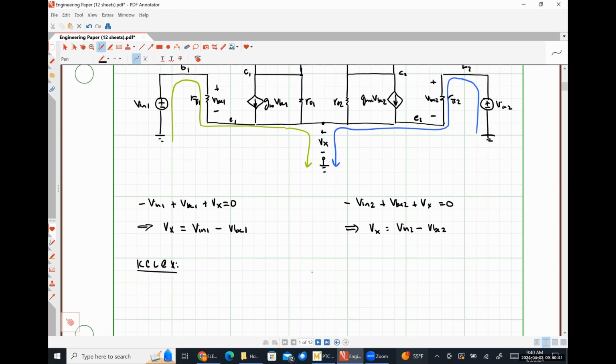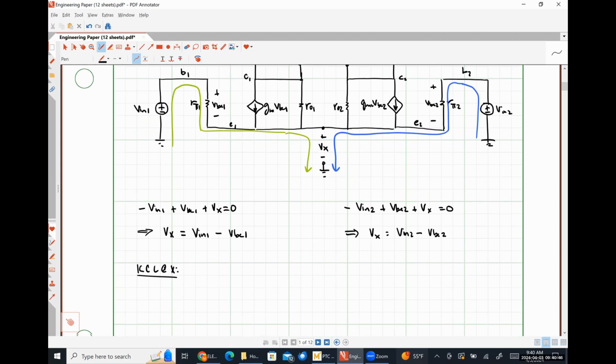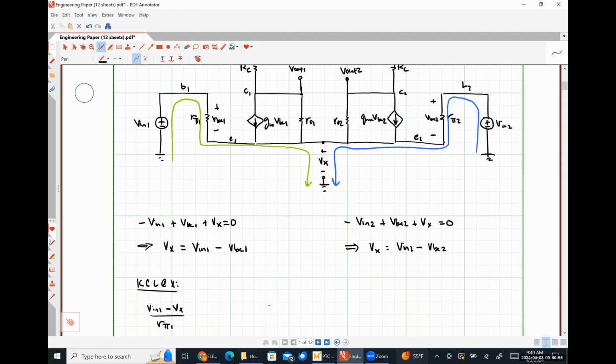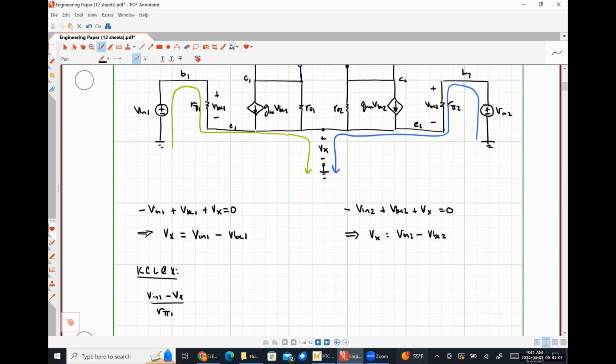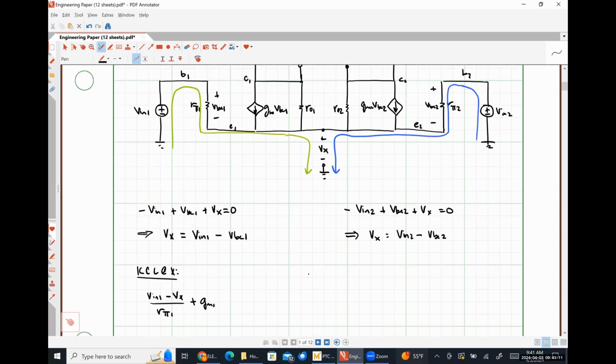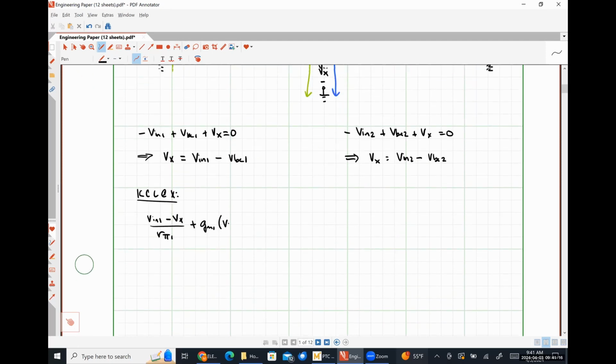So we're going to have a current of Vn1 minus Vx divided by R pi 1 flowing in. That's the current flowing through the resistor R pi 1. We're going to have a current of gm Vbe1 flowing in. So gm1 Vbe1, we just figured out, is effectively Vn1 minus Vx, so we'll go ahead and make that substitution.